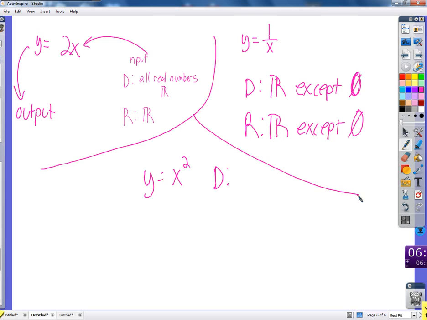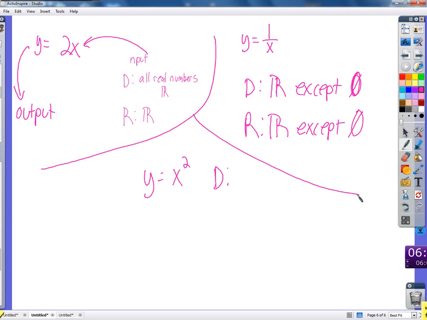So the domain of this one. We're asking ourselves, and it takes some practice doing a few of these, what kind of numbers can you put into this relation? To ask that is to ask, what kind of numbers can you square? Gordon? All of them. All of them.